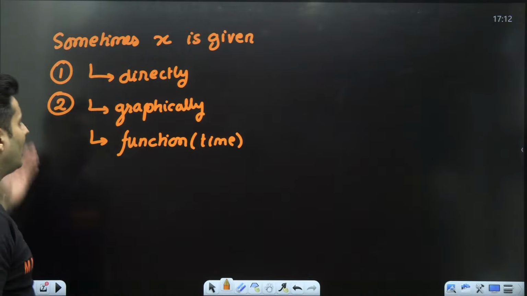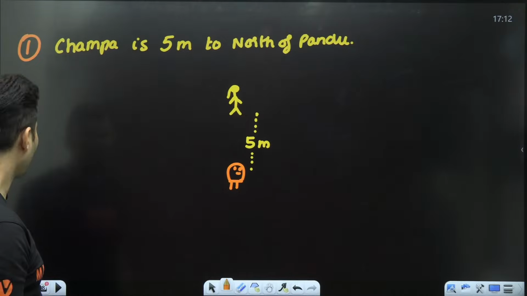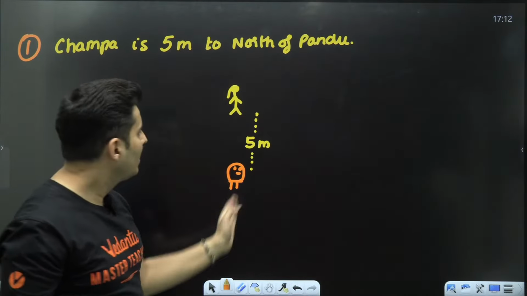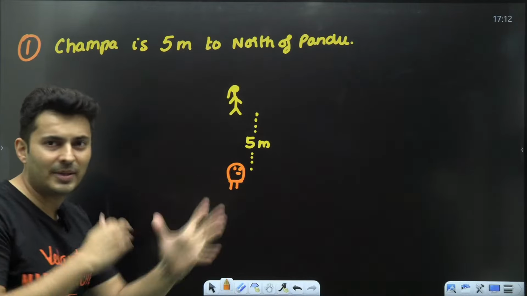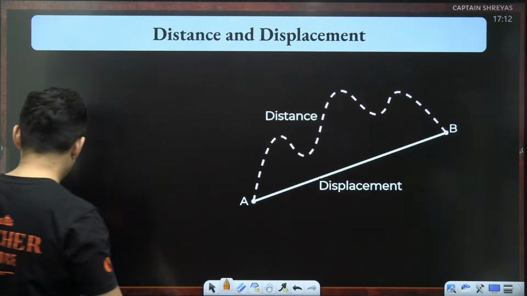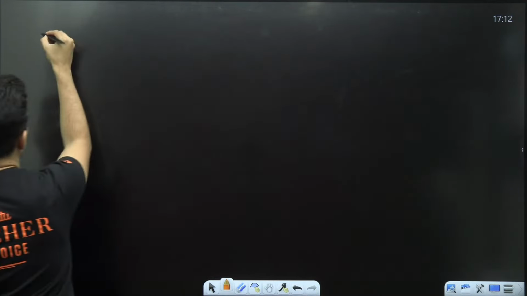What about the second scenario? It is given graphically. What does it mean? Indirectly, you have to mention that now she is here, after some time she is here, after some time she is here. That is basically in statements or in words. But let's say you are given it graphically, something like this. This is the second way.